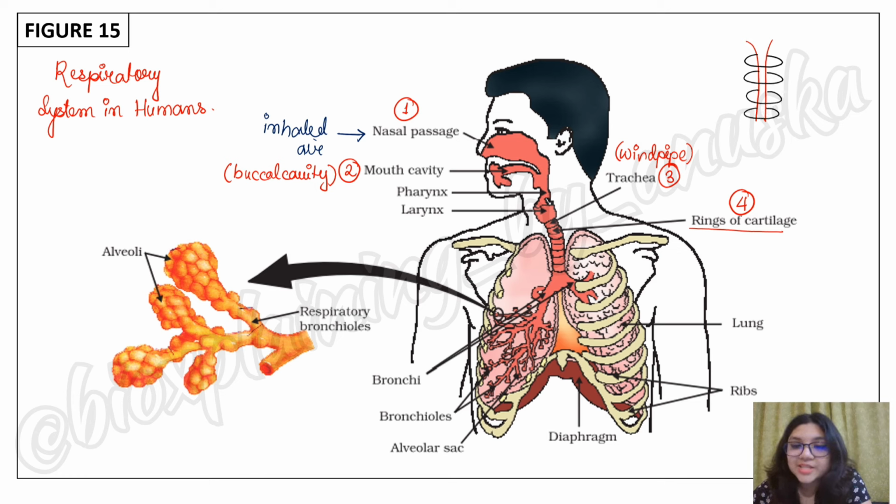Part 5 is the pharynx. The pharynx is the region where there's both food and air. That is the common site. Both of them will pass through the pharynx.